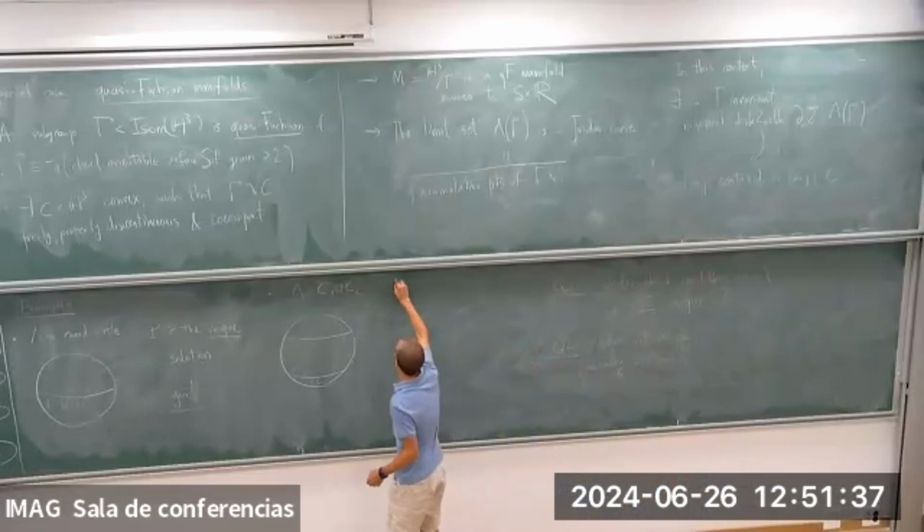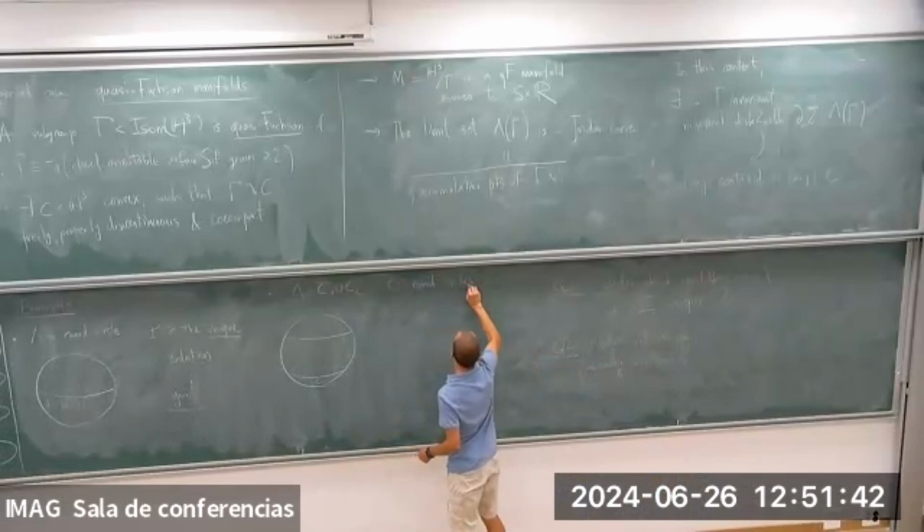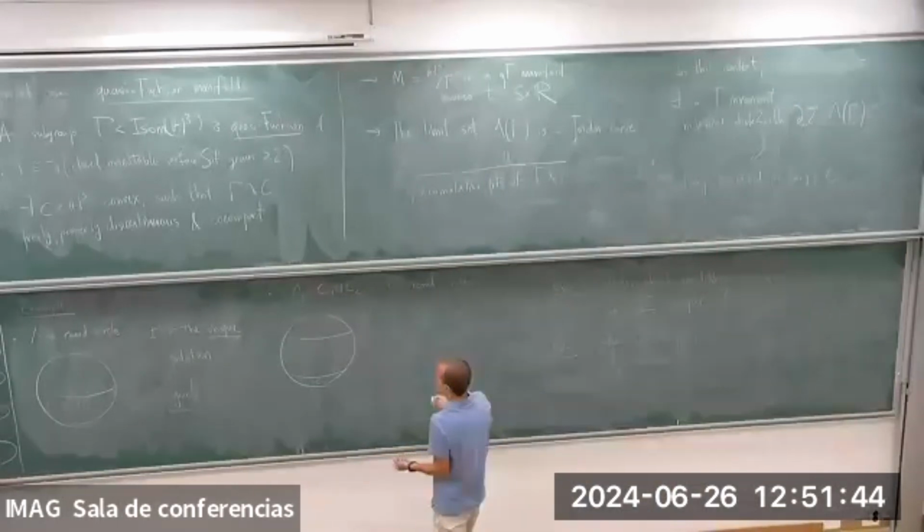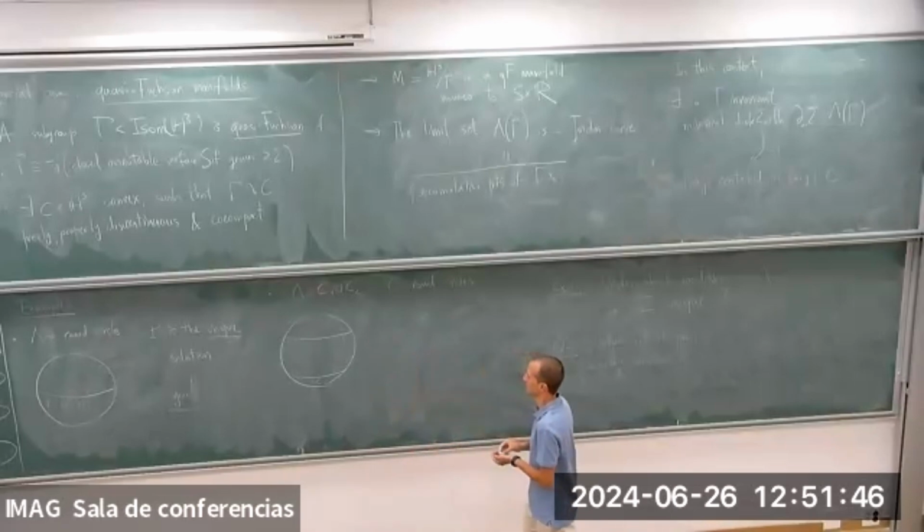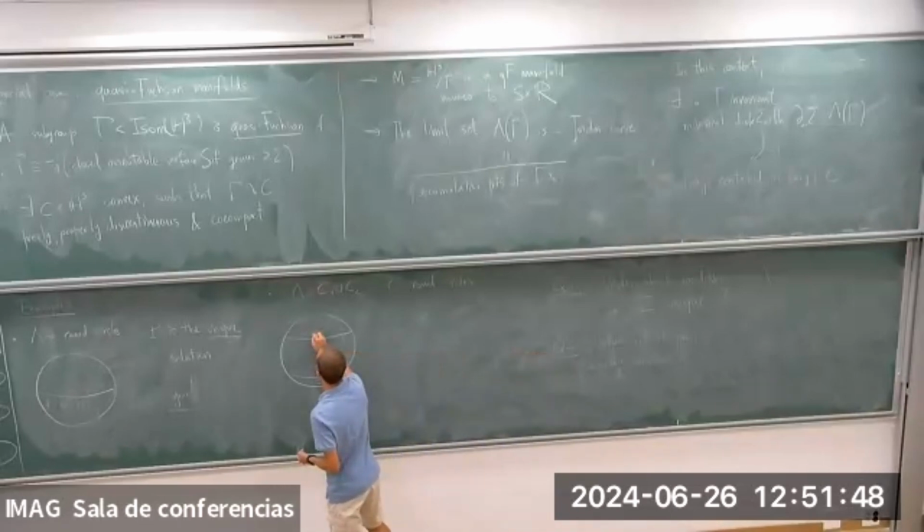Okay? So C1, C2 round circles. So we have a sort of solution in some sense to this problem, which is we can take 2 totally geodesic planes. Okay? 1, 2.